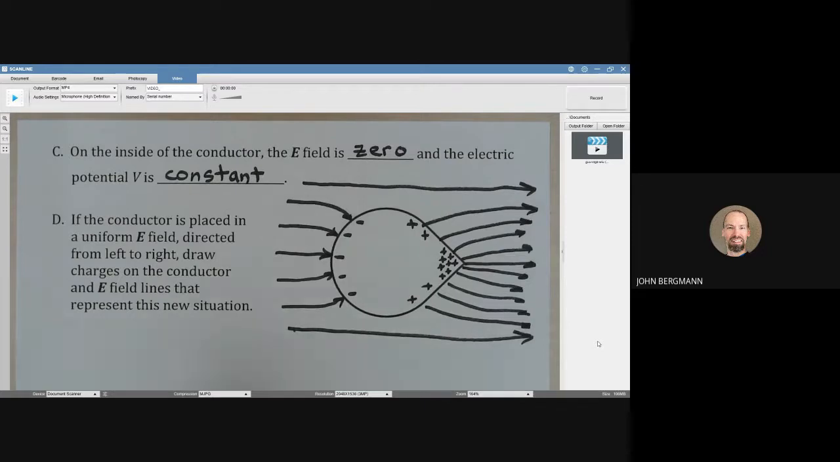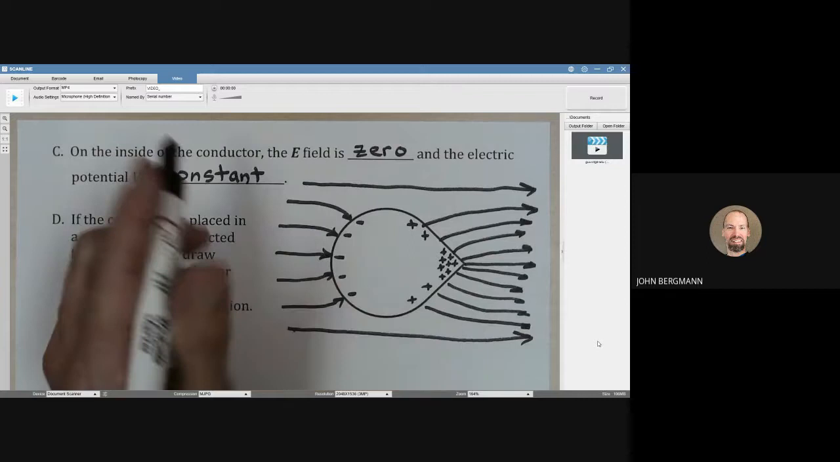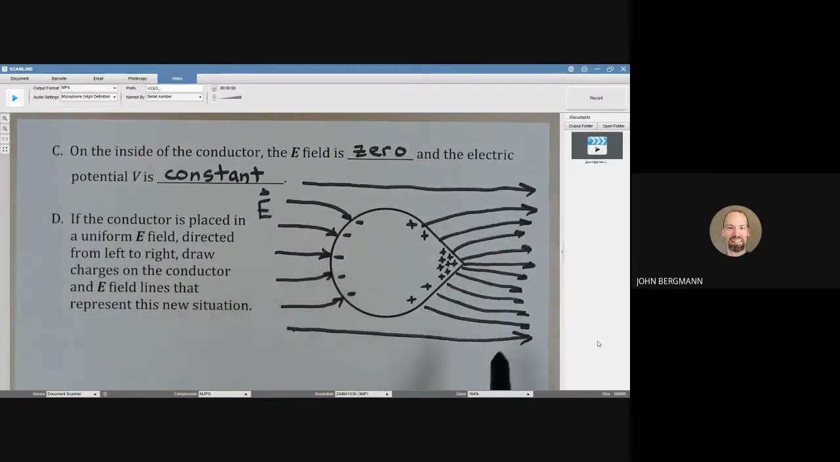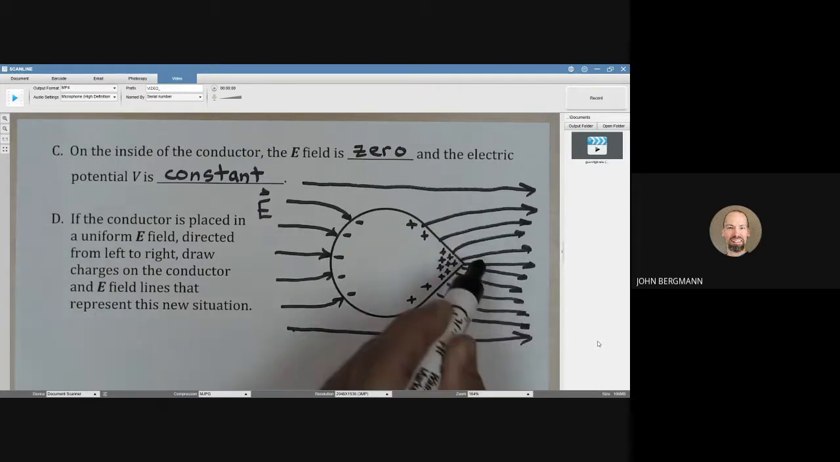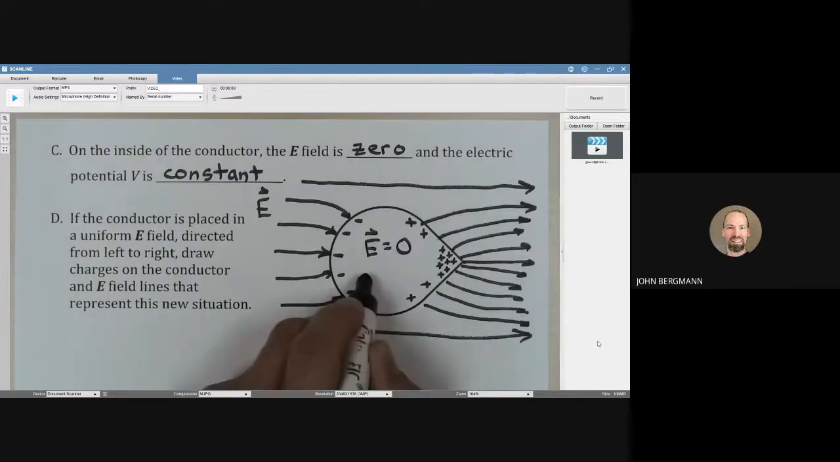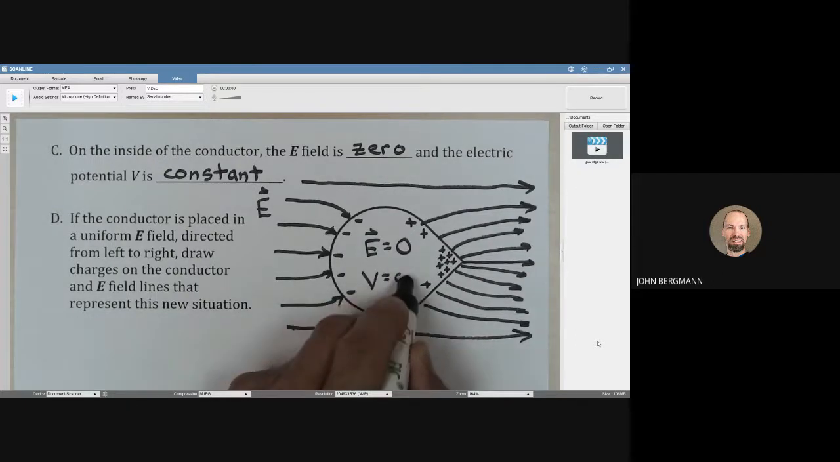If it's neutral, then we're going to get a situation where the incoming field lines terminate on this side of the conductor, and the exact same number of those field lines is going to be originating over here and being directed to the right. But we have more originating on the right side here because this conductor has a net positive charge. Inside, the electric field is still 0, and the potential is a constant. Some number of volts, but it's a constant.